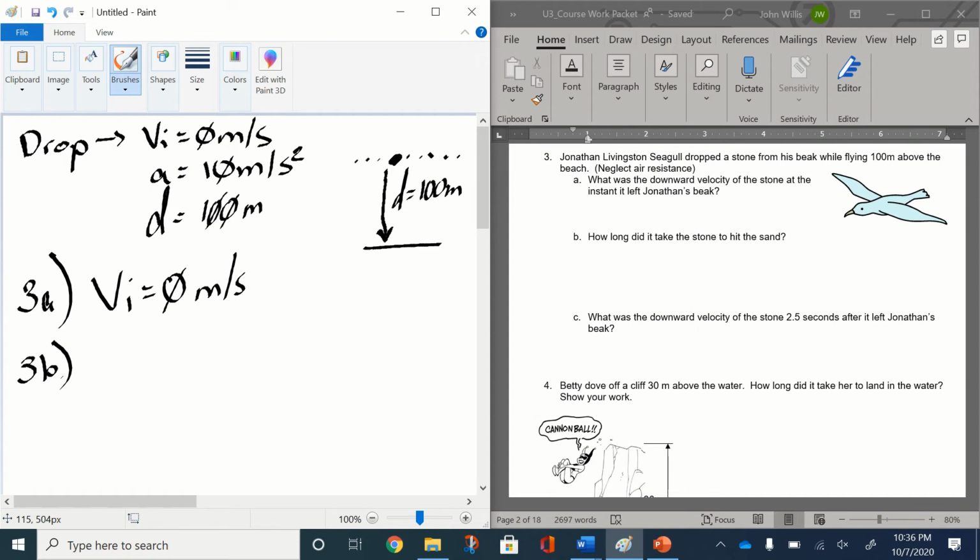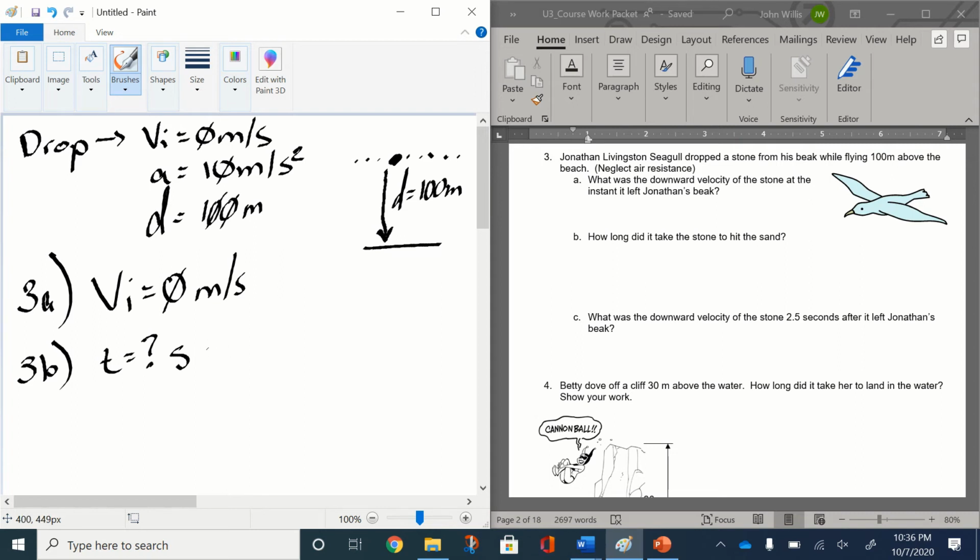How long does it take, letter B, for the stone to hit the ground? If they're asking how long does it take for the stone to hit the ground, they're asking me about time. Now, look at all of the things I've written so far in my list of givens or in 3A. The only unit of time that is present is seconds. So I know right off the bat, regardless of how things cancel out in this problem, my time's not going to arbitrarily and randomly come out in hours. It's going to come out in seconds. So I've got to be careful with that.